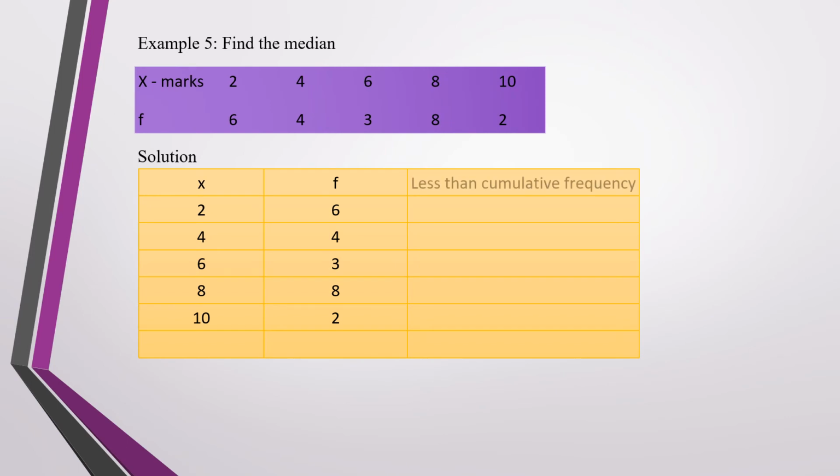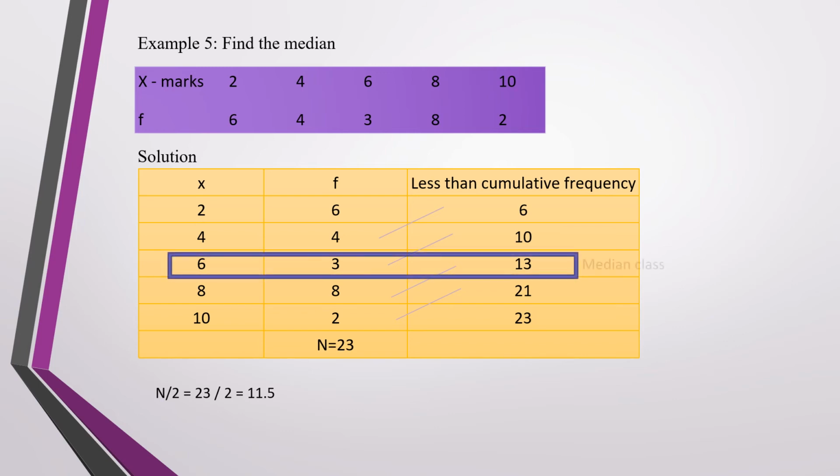Moving on to the next example. For this, find the median. Find the less than cumulative frequency: 6 as it is, 6 plus 4 is 10, 10 plus 3 is 13, plus 8 and plus 2 gives 23. So n is 23. Find n by 2, which is 11.5. More than 11.5, the less than cumulative frequency is 13. Hence the corresponding value of x, this is the median class, and the value 6 is your median.